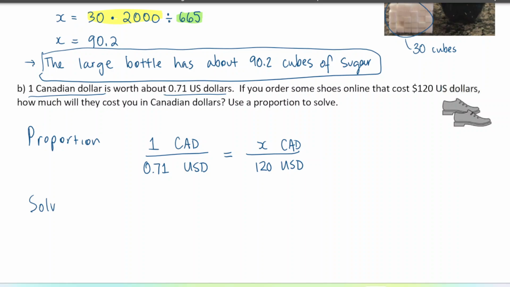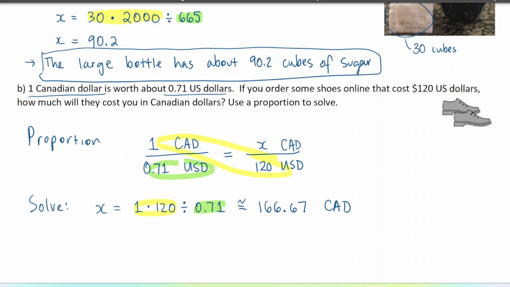Now we're going to solve, and I'm going to solve using cross multiplication again. So I'm going to multiply the two numbers that are diagonally across and then divide by the number that's across from the x. 1 times 120 divided by 0.71. So I multiplied the two numbers that are across, divided by 0.71. And if you plug that into a calculator, you'll get about, I'm going to round it to 2 decimal places because often our money is only 2 decimal places, Canadian. So we can see the shoes are about $167.